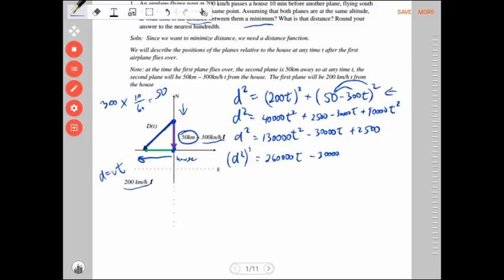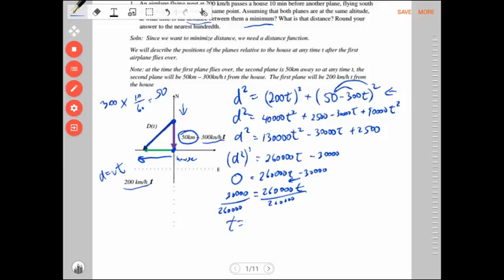So remember, there's our derivative. The whole point of this is to get the derivative equal to 0. That's where we get maximums and minimums. So 260,000 t minus 30,000 equals 0. So the 30,000 comes across. 260,000 t equals 30,000, divided by 260,000.